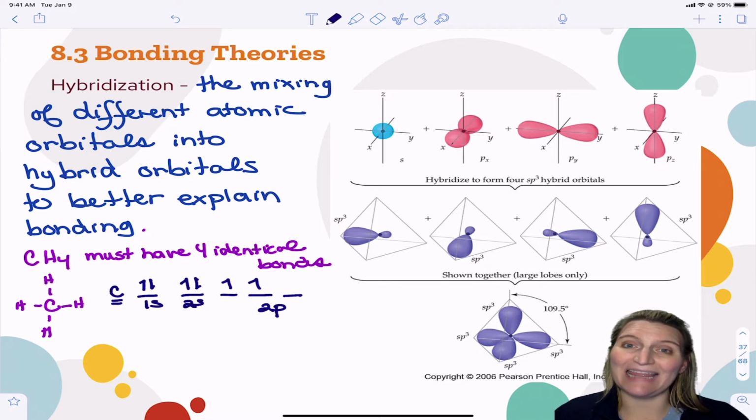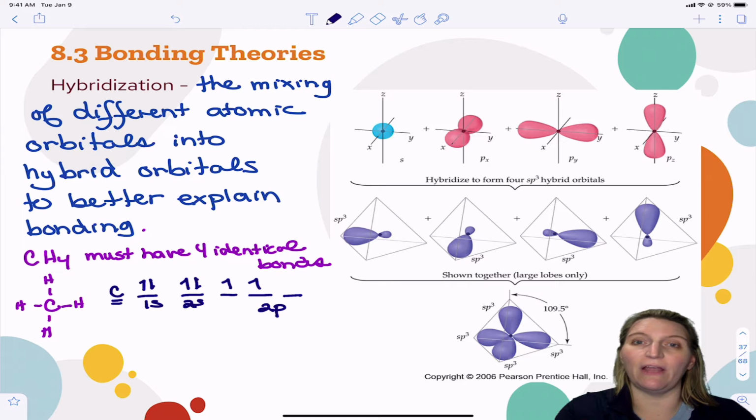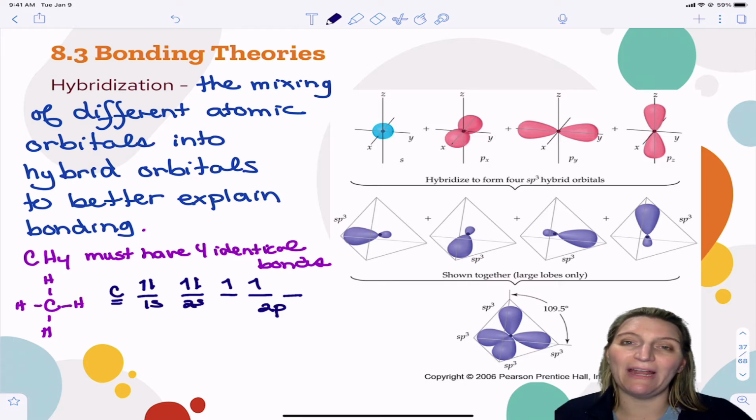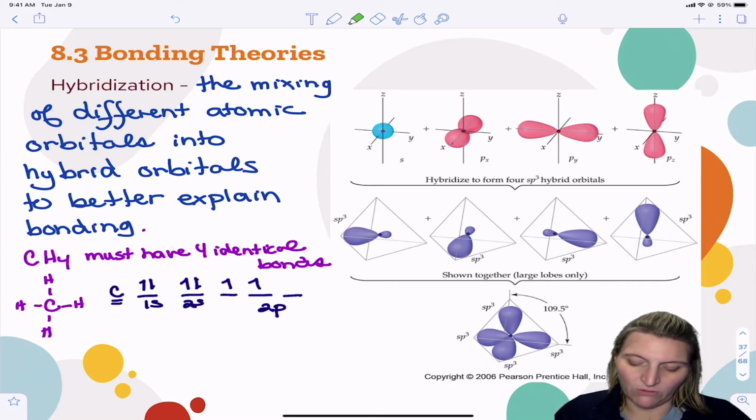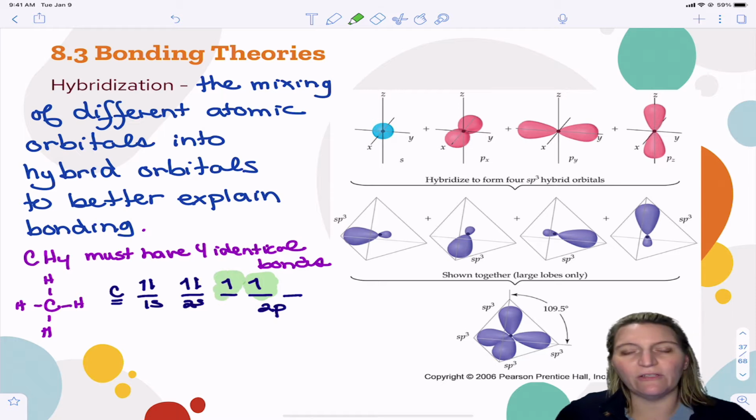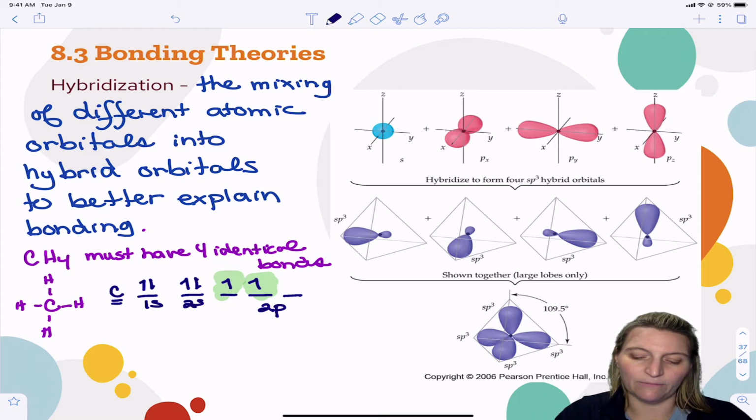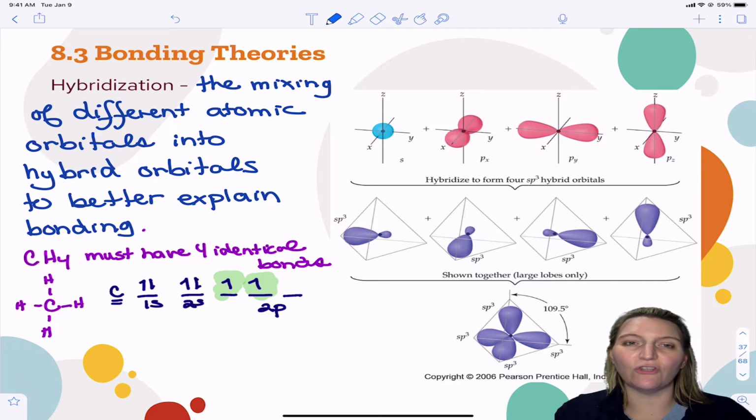And the problem is that this does not match with the bonding that we observe, because we know that a bond is when one atom donates one electron and the other atom donates another. So you need unpaired electrons in order to make a bond. And this orbital diagram of carbon only has 2 unpaired electrons. So it seems from this that carbon can only make 2 bonds. We know that that is not true.